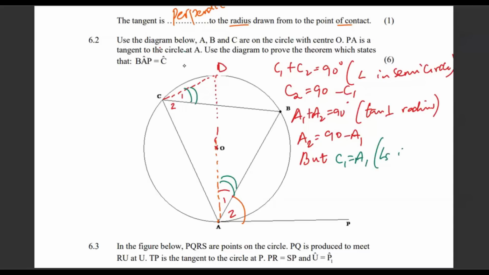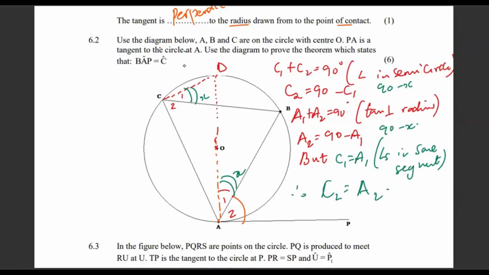Those are angles in the same segment. Okay, so if C1 and A1 are basically the same, meaning that if this was X and then that was X, this C2 would have been 90 minus X. This A2 must have been 90 minus X. And if that is true, therefore, our C2 is the same as our A2. So we're done with proving.